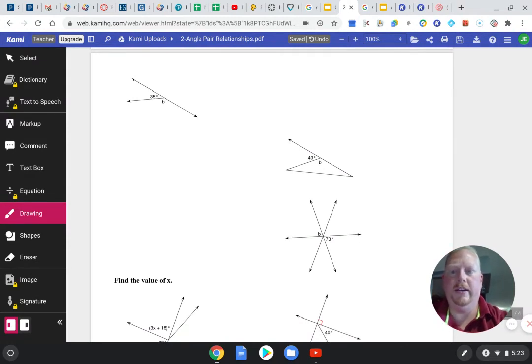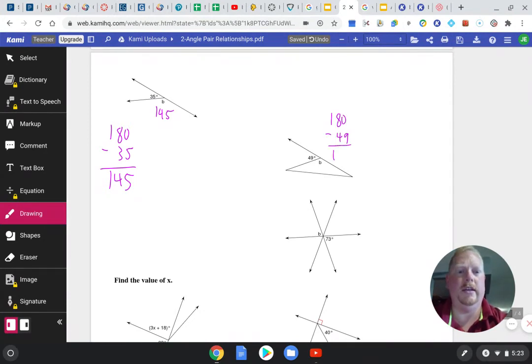Similar idea right here. That looks like a linear pair. So I just take 180, subtract the 35, and I get 145. Same deal right here. 49 and angle B are a linear pair. So 180 minus 49 is 131. So angle B is 131 degrees.